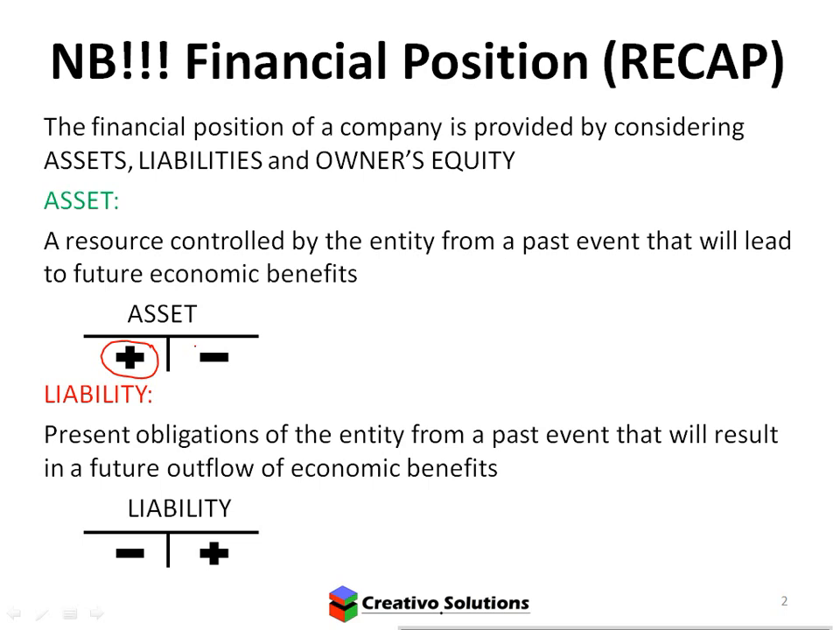Okay, so we'll look at steps later. Right now, I'm just identifying rules and debits and credits. So the rule for an asset is a resource controlled by the entity arising from a past event. The increase is on the debit side, and the decrease is on the credit side. Okay, that's what we're focusing on.